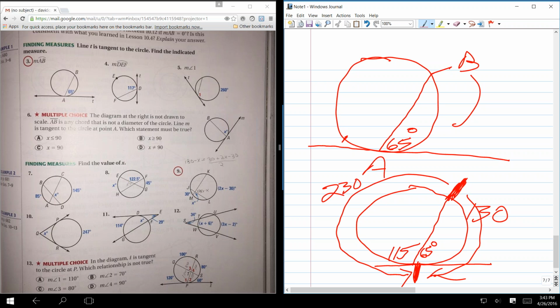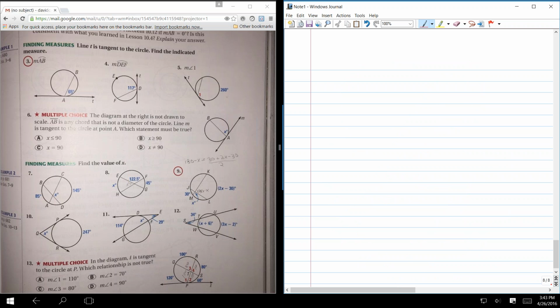So even if the angle is not formed by 2 chords, but a chord and a tangent line, same rules are going to apply in terms of the arc that is subtended. Okay?